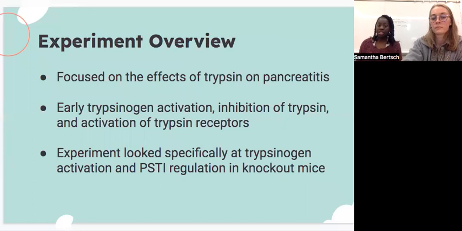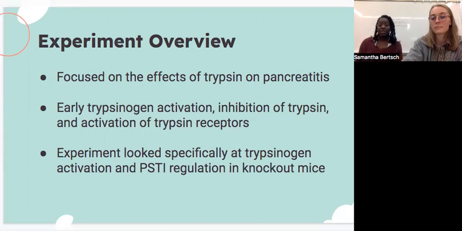The first method that was discussed was early trypsinogen activation. The journal focuses on ways in which trypsinogen can be activated too early, in ways such as mutation. The next method was inhibition of trypsin.